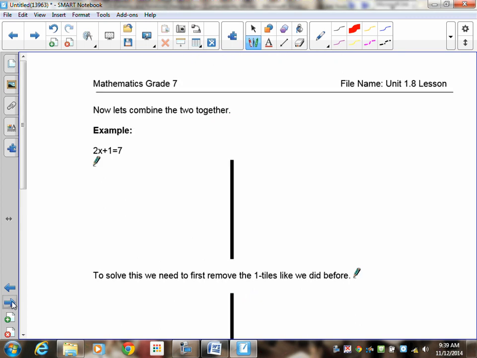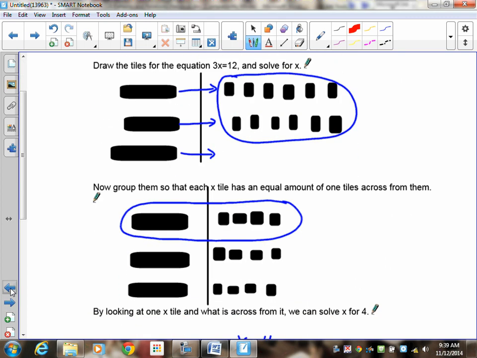And, I'm sorry, back up a bit here a second. You can see that one of the ways to shorten this up is, when you're asked to draw the tiles here, instead of drawing them all mixed up like I did on the right hand side over here, why don't you just draw them already grouped like this, and then you can save yourself a drawing.